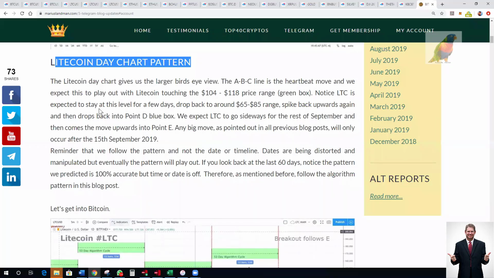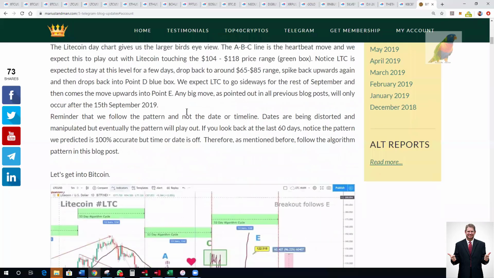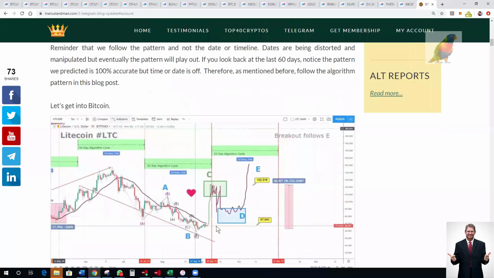Notice Litecoin is expected to stay at this level for a few days, then drop back into the 65 to 85 range. What I'm saying is that Litecoin is expected to break out upwards. It forms kind of like a BART, B-A-R-T. If you don't know what it is, it's just Bart Simpson, just his head, more or less. But it forms an upwards move there. It's going to drop once, come back up again, and then fall into D. And here after 15 September, going into the end of September, we are going to have that move upwards.